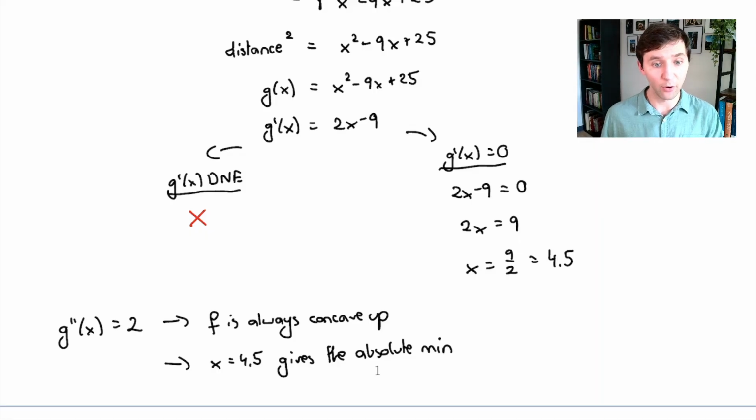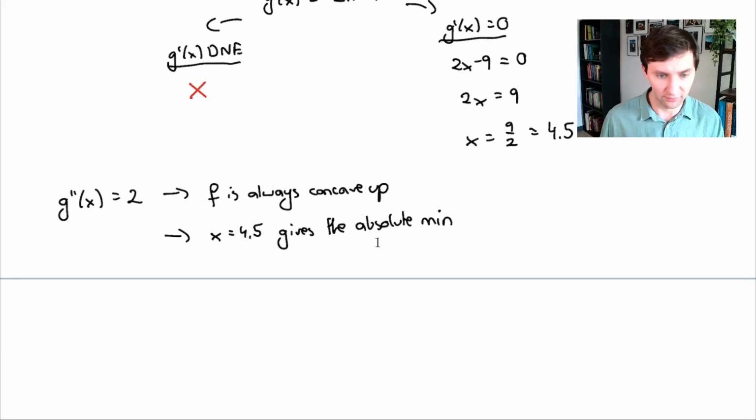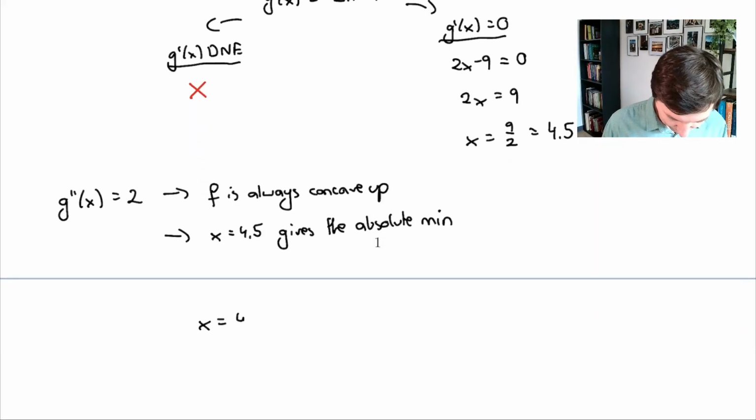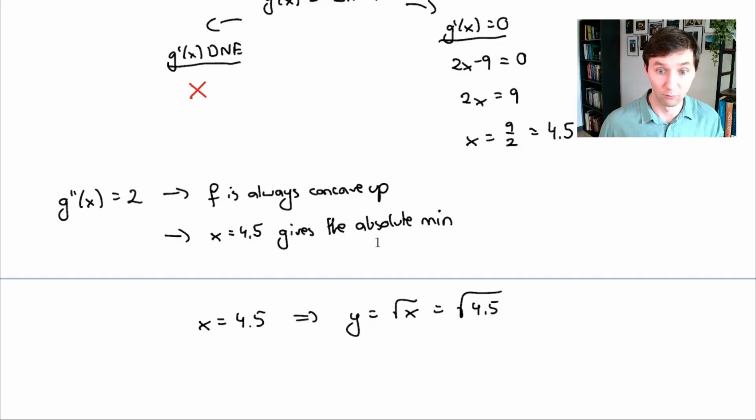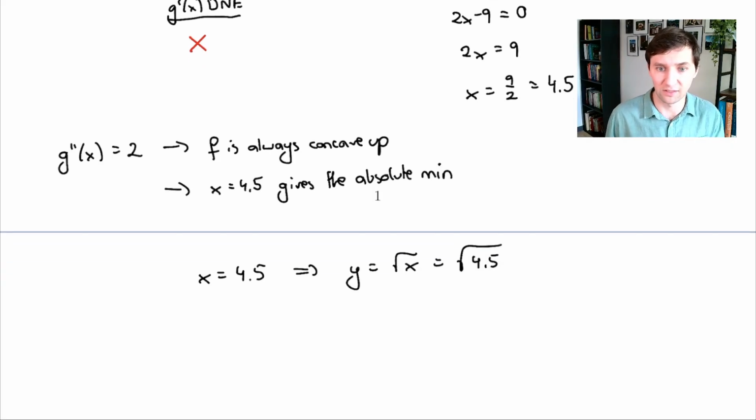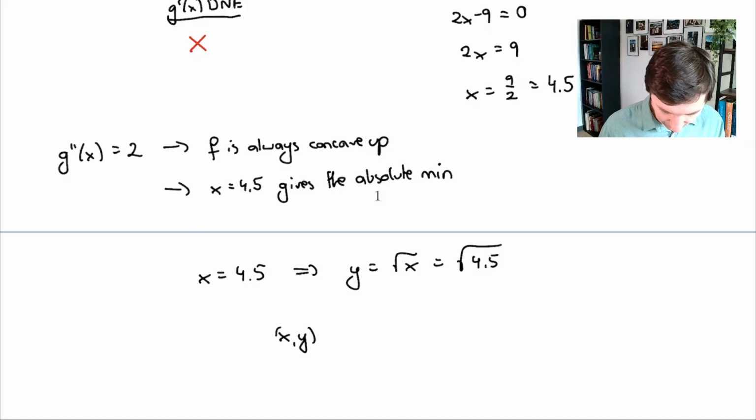Which means a point with x coordinate 4.5 is the closest to the point 5, 0. What is the y coordinate of that point? Whenever x is 4.5, the y coordinate is square root of x, which in our case is square root of 4.5. Which means that the point the closest to the point 5, 0 is the point with coordinates x, y equal to 4.5, square root of 4.5.